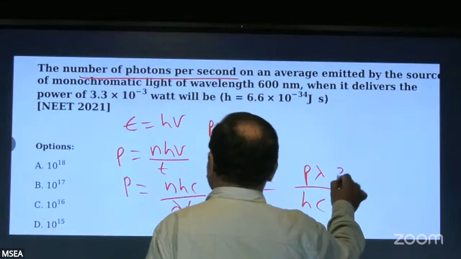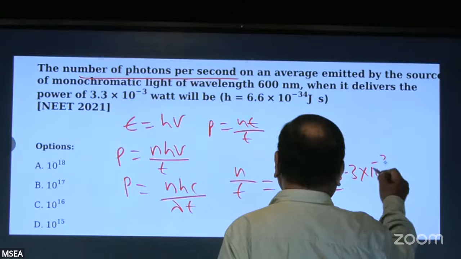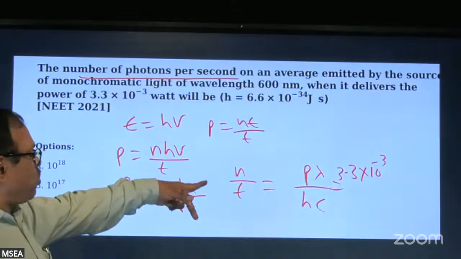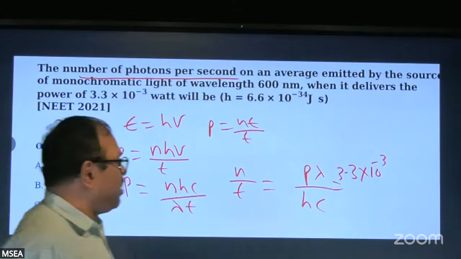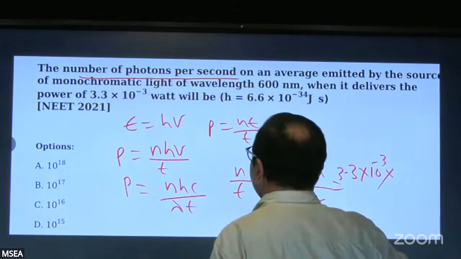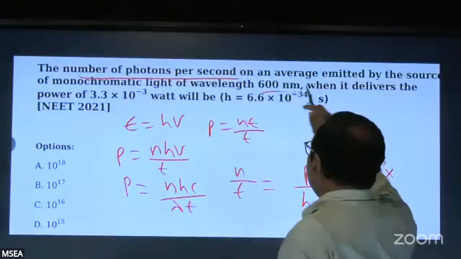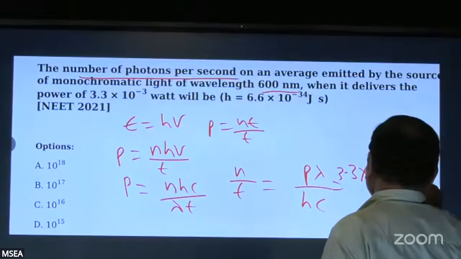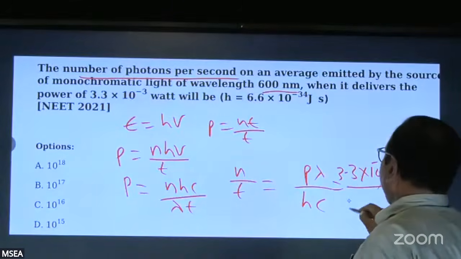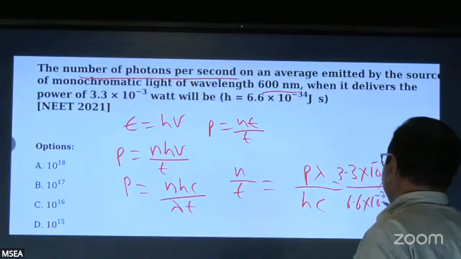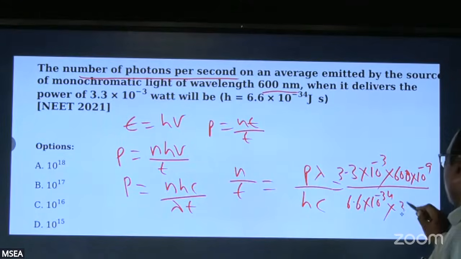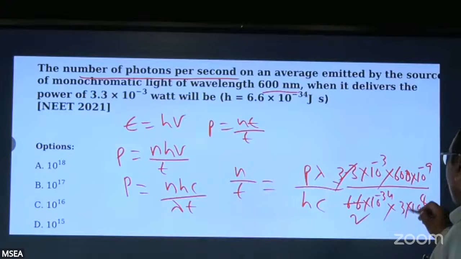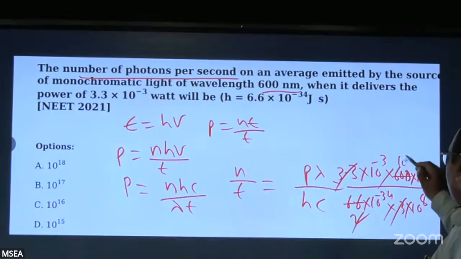P is given as 3.3 into 10 to the power of minus 3. Units must be checked, because for number of photons the SI system should be used: power in watts and λ in meters, but it is given in nanometers, so you have to change. Nano means 10 to the power of minus 9. H is 6.6 into 10 to the power minus 34 into 3 into 10 to the power of 8. So this is 2 times, and this becomes 6, this is 100.